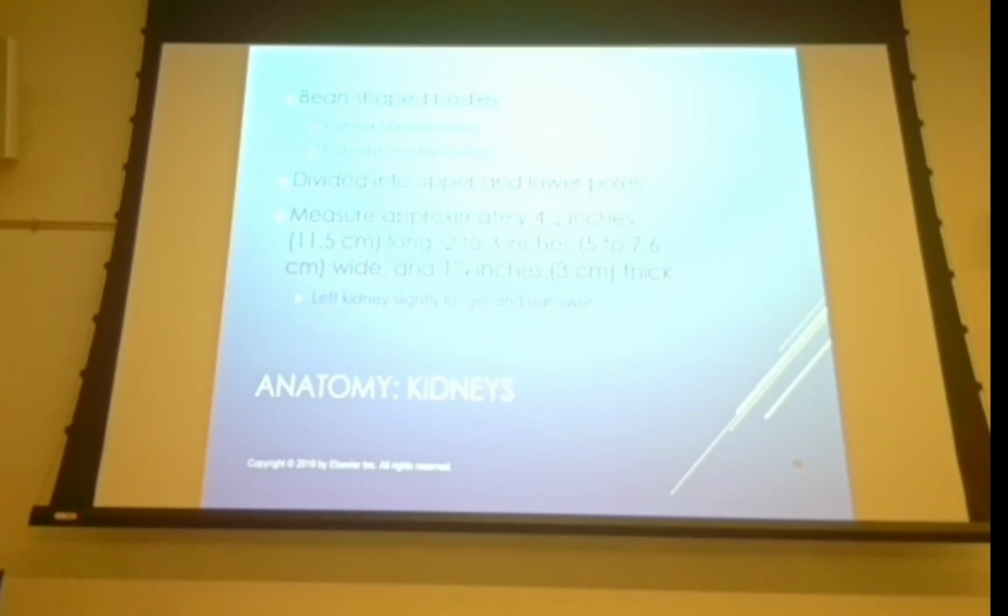So bean shape, that's why we call them kidney beans, because they're kind of shaped like a kidney. They're convex on the lateral border, concave on the medial border, and they're divided into upper and lower poles. But for the most part, your questions are really going to be asking you more about the different things inside of the kidney that we're going to take a look at here in a second.